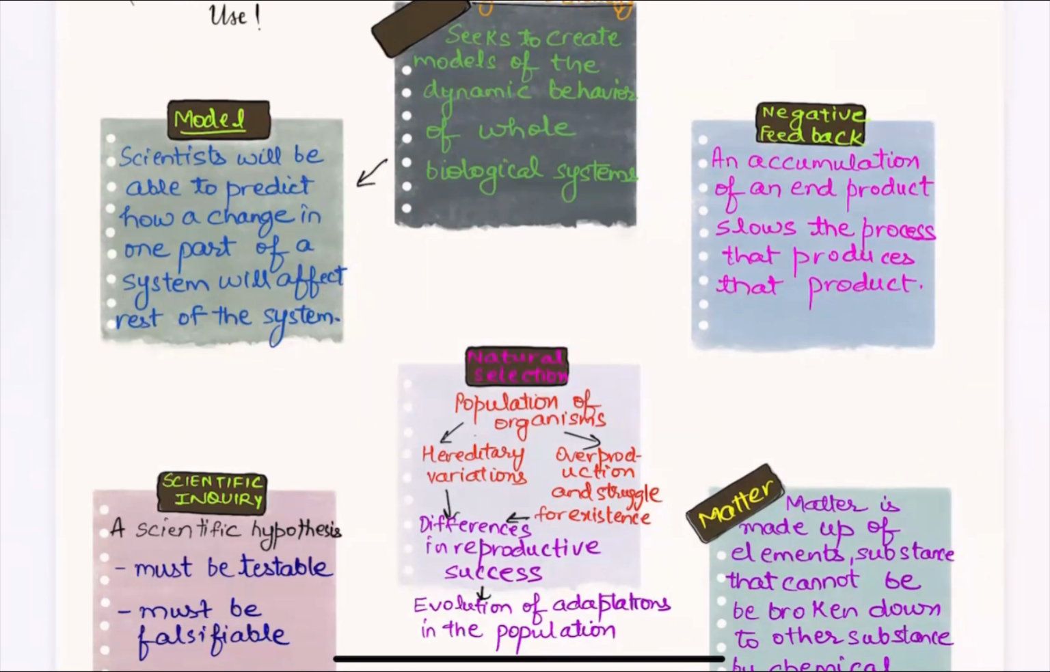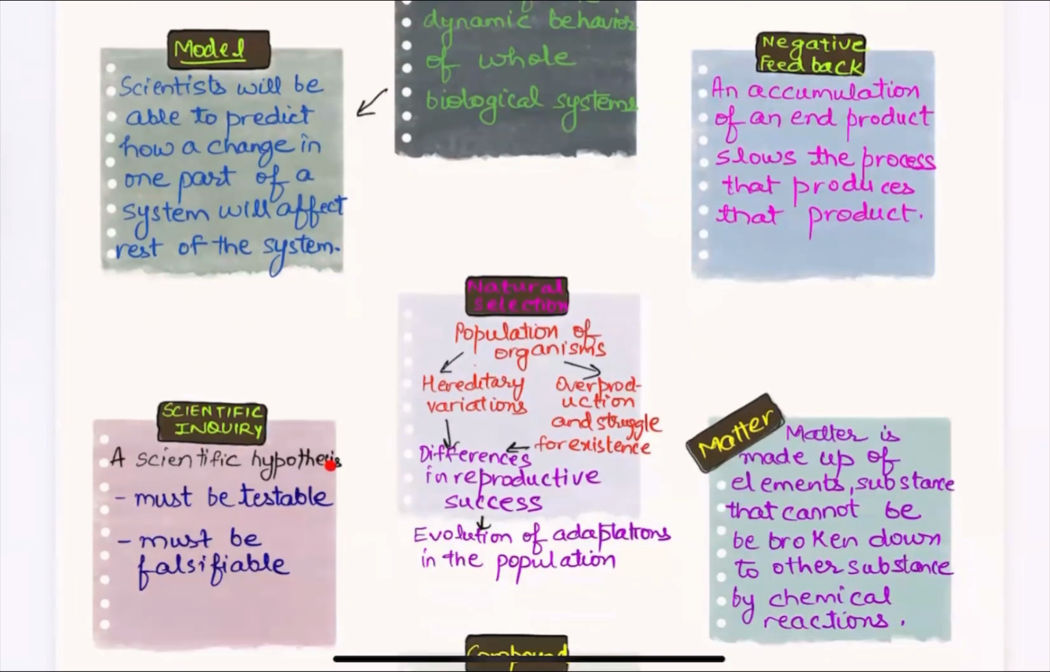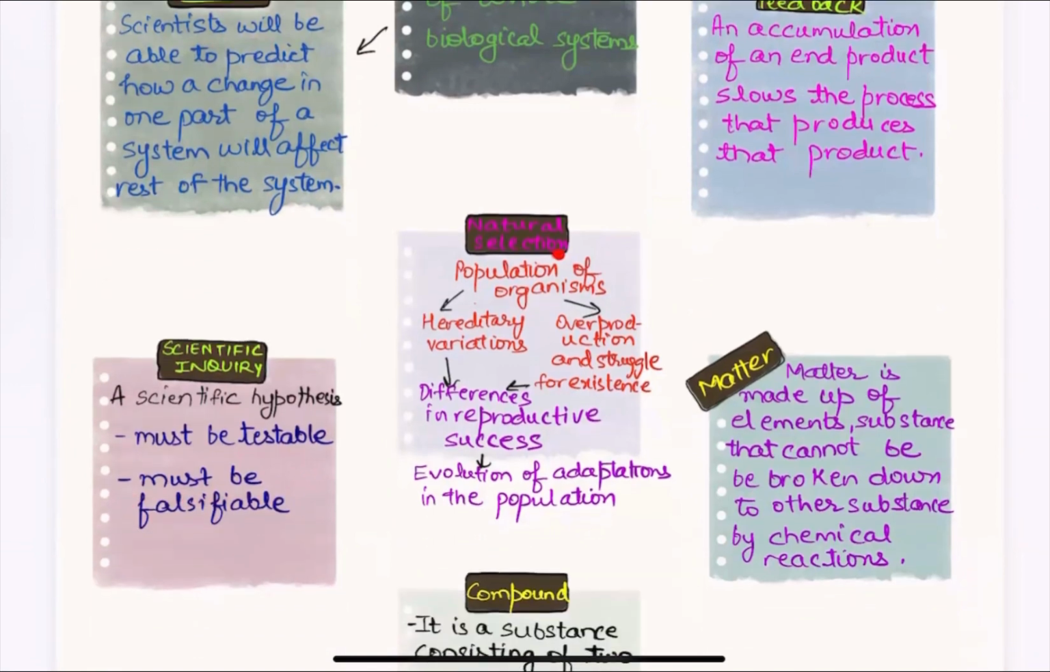Negative feedback means an accumulation of an end product which slows the process that produces that product. A scientific inquiry is usually a hypothesis that must be testable and must be falsifiable. Natural selection tells us about populations of organisms which can have two factors: hereditary variations and overproduction and struggle for existence. Differences in reproductive success can lead to that, and finally, evolution of adaptations in the population.